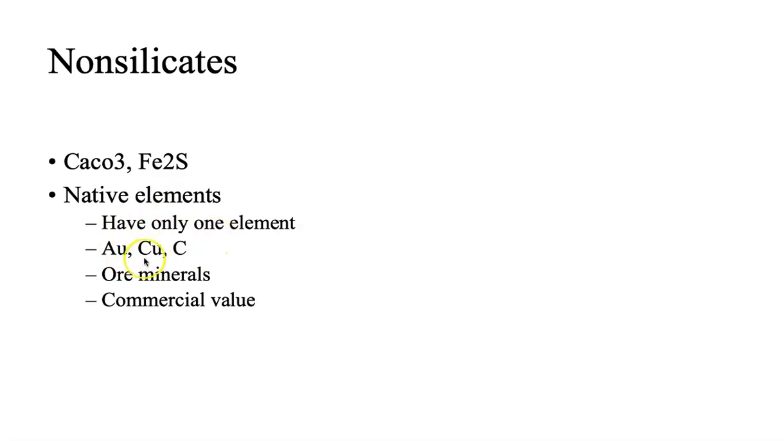There are common rocks on Earth made of minerals with no oxygen and silica. Calcium carbonate makes limestone, for example, very common, and things we dig up to sell and make a lot of money from, including gold, copper, and diamond, have only one element.